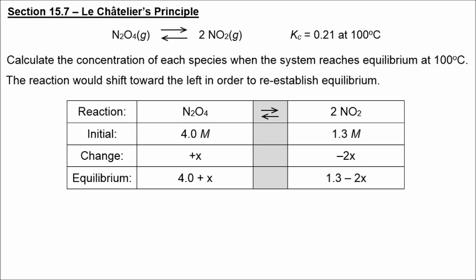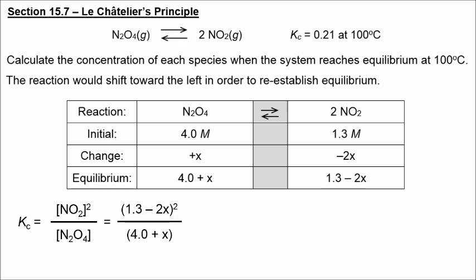So that means that if we're shifting toward the left, the N2O4 is going to change. It's going to go up, so 4 plus x, and then the NO2 is going to decrease, so 1.3 minus 2x. Remember, that's plus x and minus 2x. The change is proportional to the mole ratio in the balanced equation. So what do we do with 4 plus x and 1.3 minus 2x? We plug it into the equilibrium expression. So (1.3 minus 2x) quantity squared, divided by 4 plus x equals the equilibrium constant 0.21.